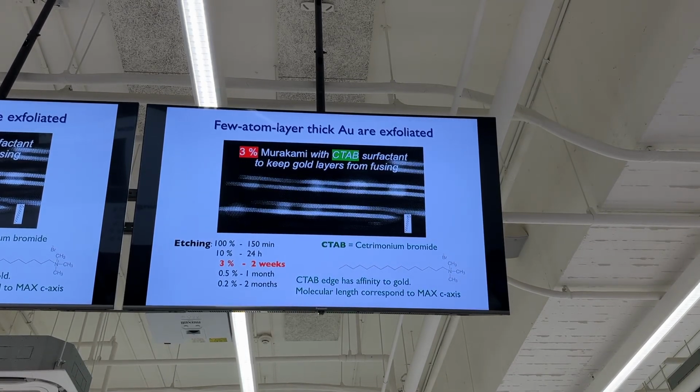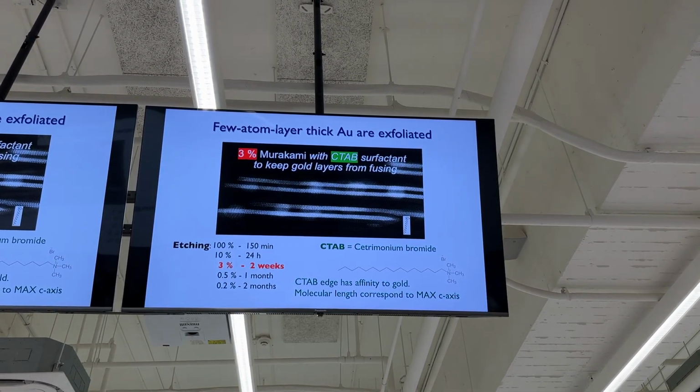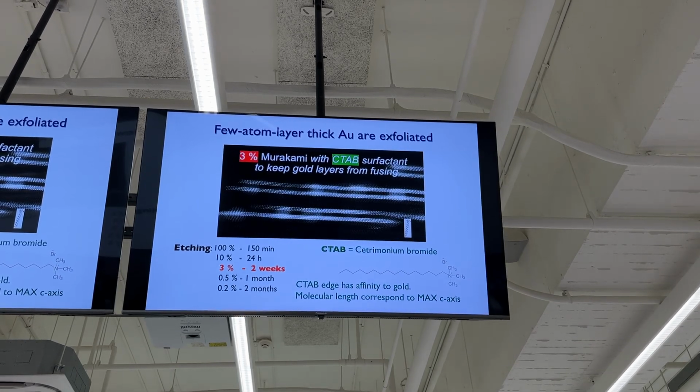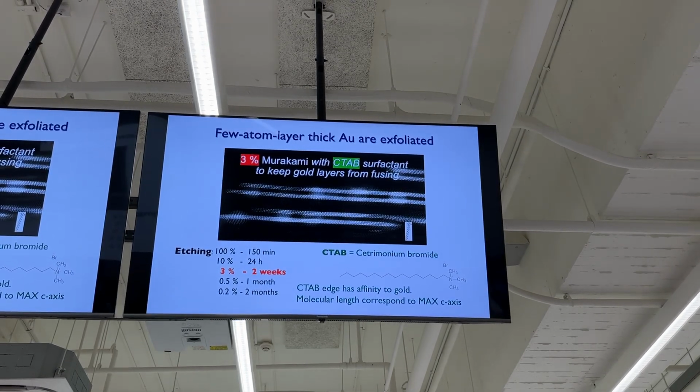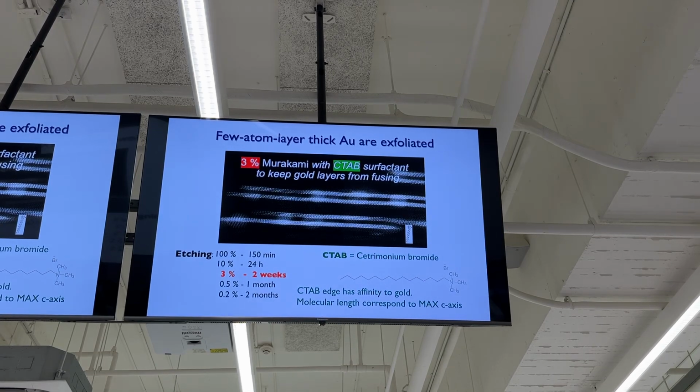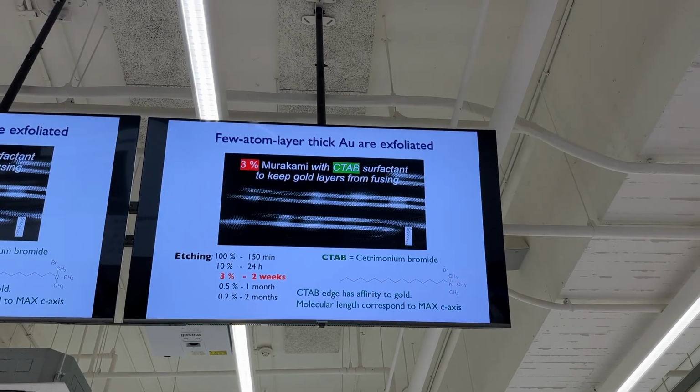We also realized we have to do this in the dark. The laboratory light has to be down, otherwise the light will catalyze the cyanide dissolving the gold.